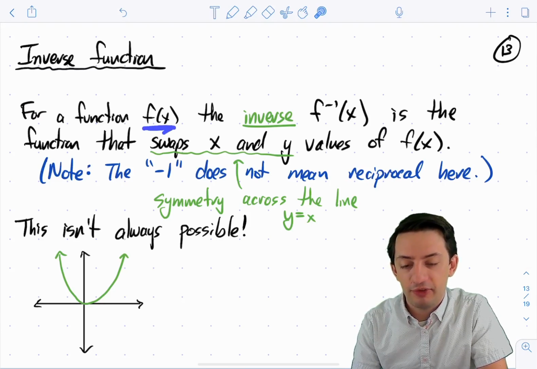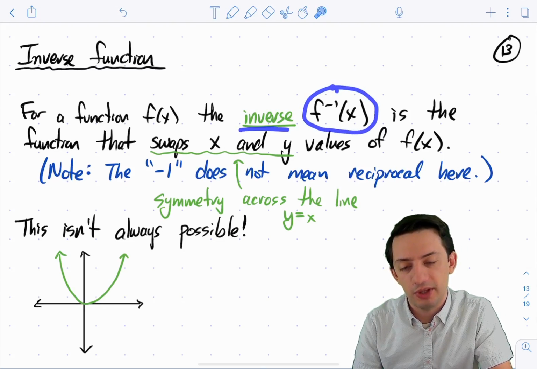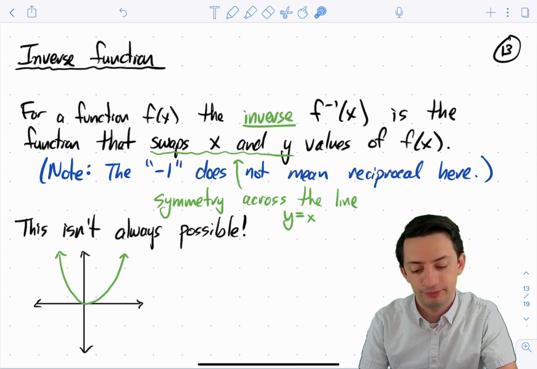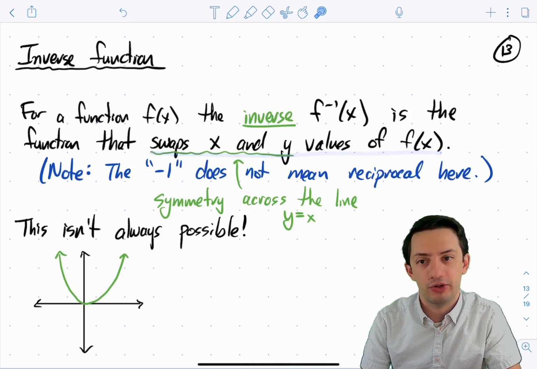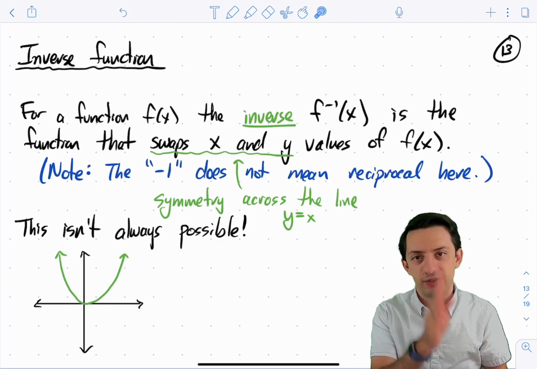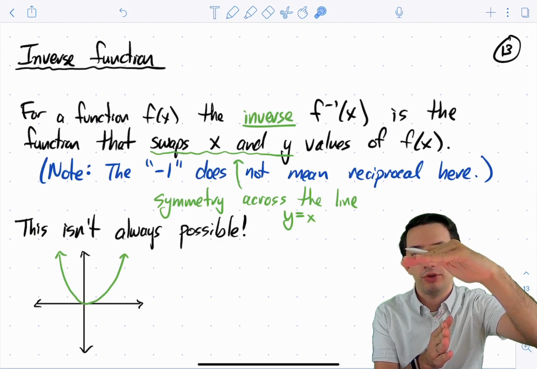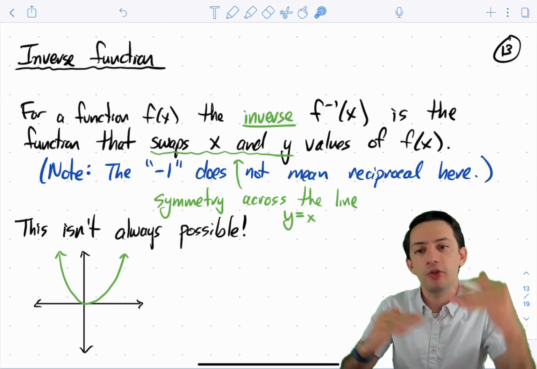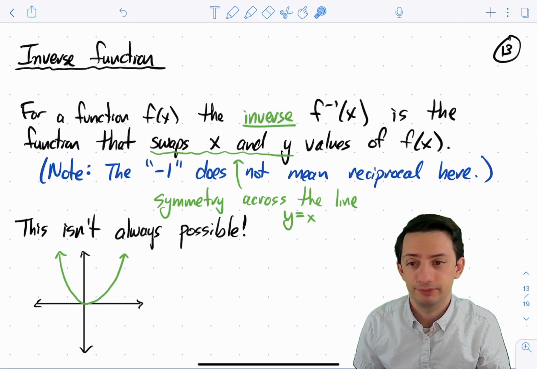If we have a function f of x, then the inverse function, which we write like this with a little -1 superscript, that's just pronounced f inverse of x. This is the function that swaps the x and y values of the original function. So if you had a point (1, 3) in f, that's an x value of 1 and a y value of 3, f inverse is going to have a point where they're swapped. It's going to have an x value of 3 and a y value of 1. So you take all the points on f and you swap them, and those are your points of f inverse.